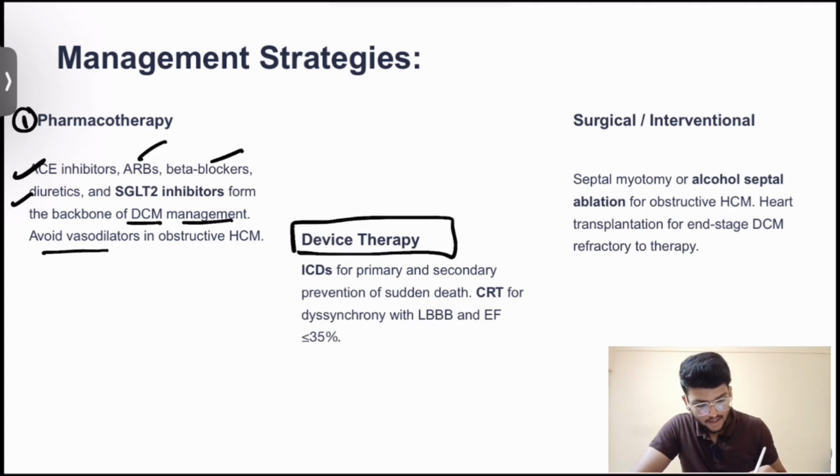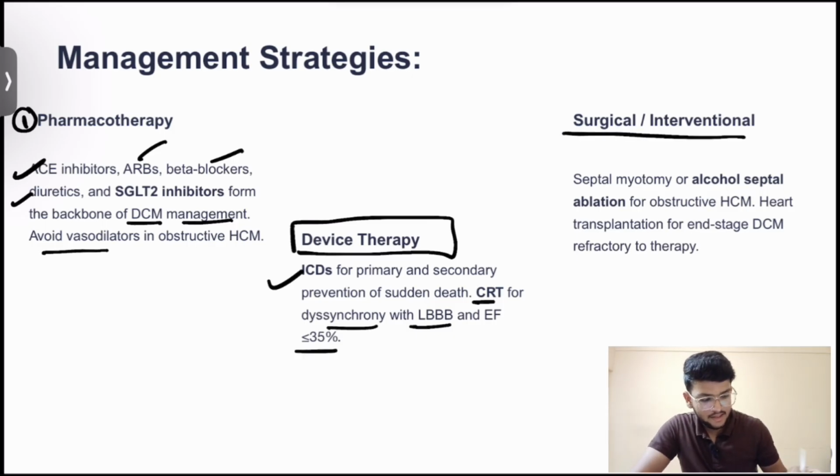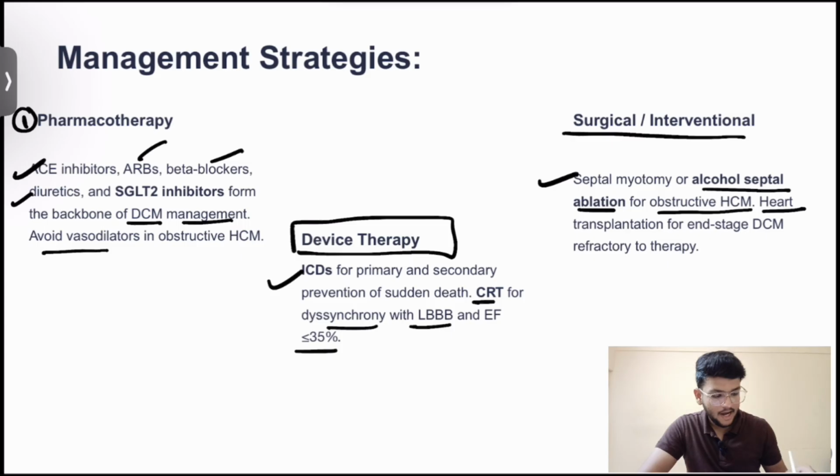Device therapy: ICDs for primary or secondary prevention of sudden death. CRTs are used for dyssynchrony with left bundle branch block or ejection fraction less than 35%. Surgical or interventional strategies are septal myectomy or alcohol ablation for obstructive hypertrophic cardiomyopathy, and heart transplantation for end-stage DCM refractory to therapy.